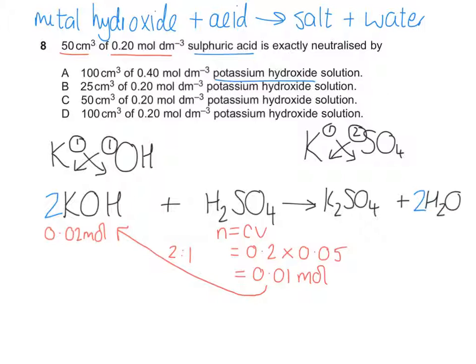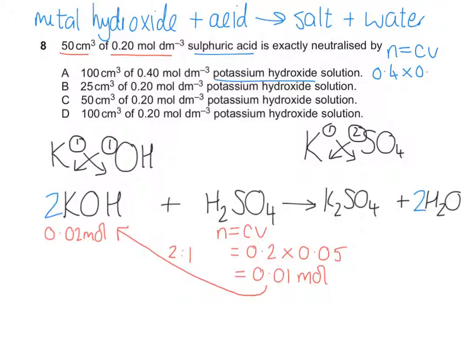At this stage you have a couple of different options. The first option is to go through your multiple choice and work out your number of moles and find out which of these volumes and concentrations gives you the number of moles of 0.02 moles. So to do that, I will be using N equals CV for all of these options for answers.